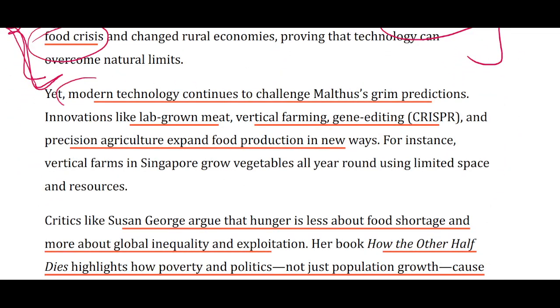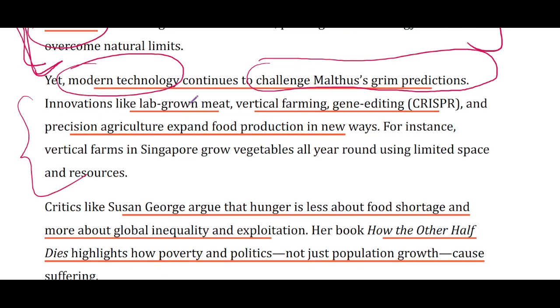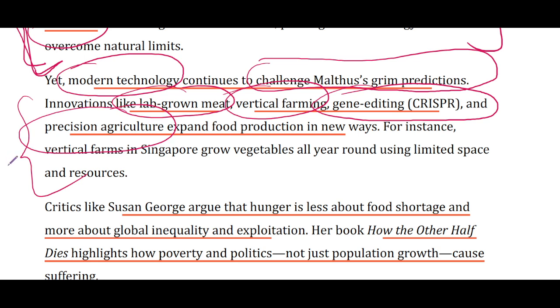Then the modern technologies and modern technological innovation also challenge Malthus' grim prediction. Innovations like lab-grown meat, vertical farming, gene editing via CRISPR, and even precision agriculture, all of them expand food production in new ways.